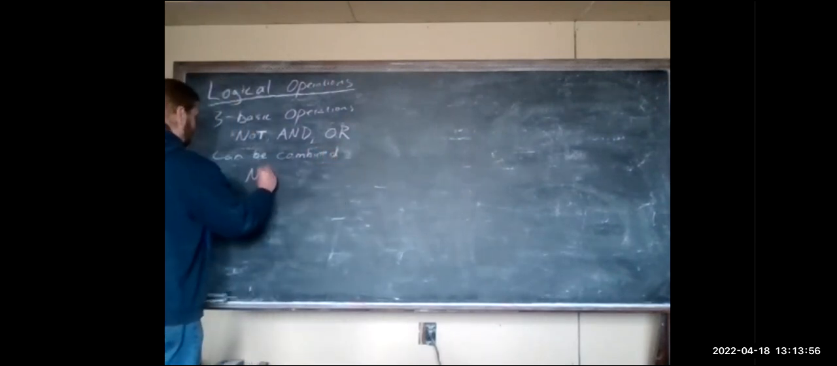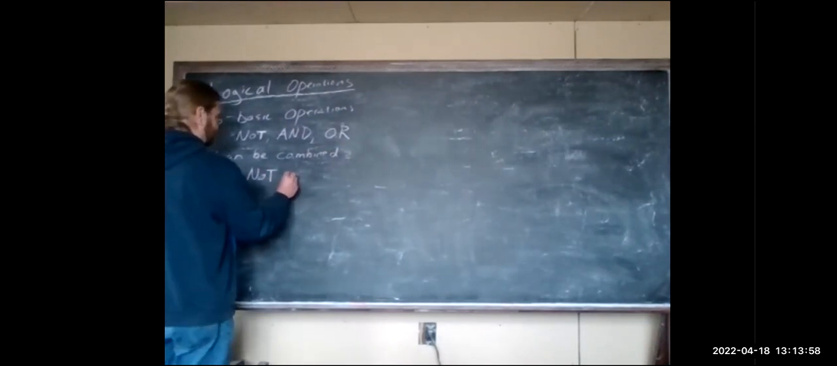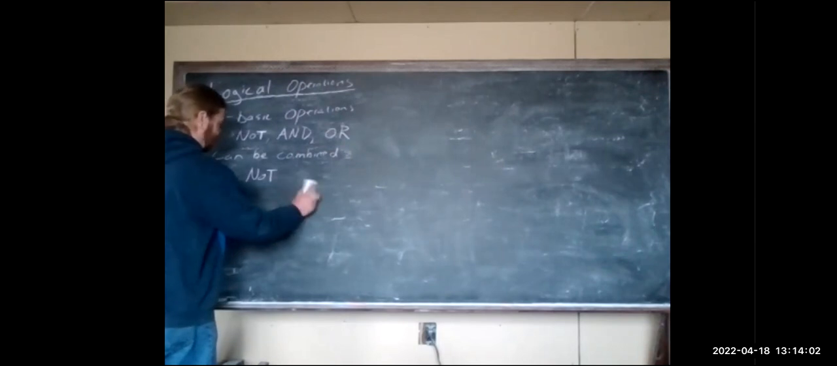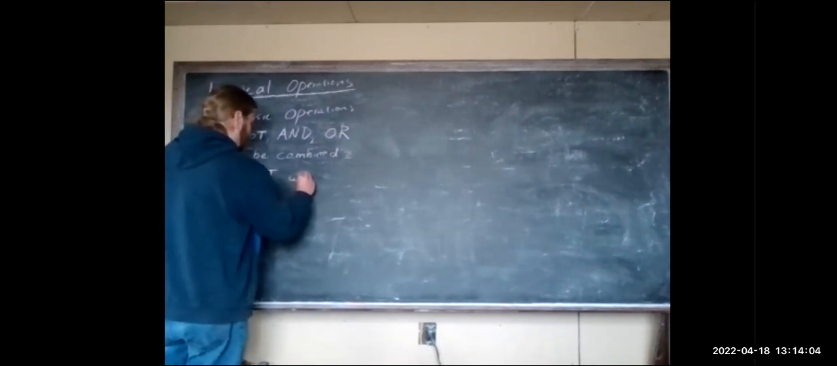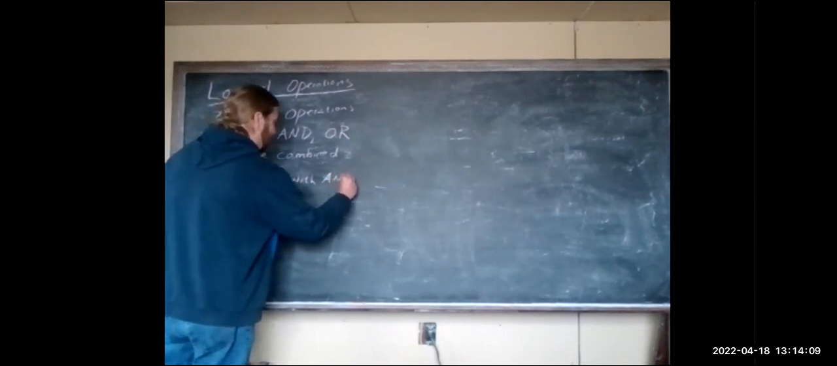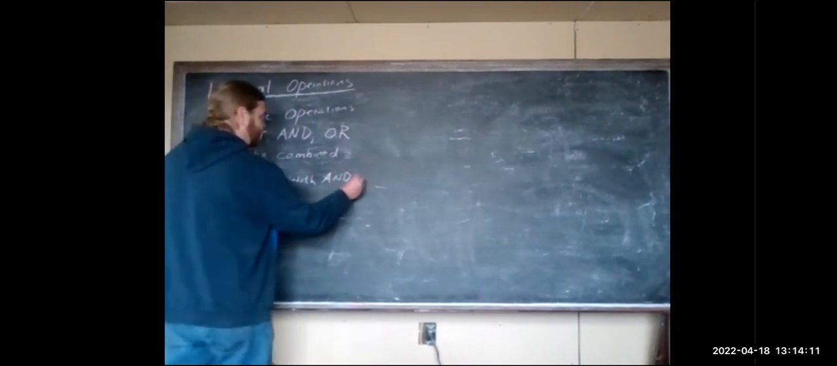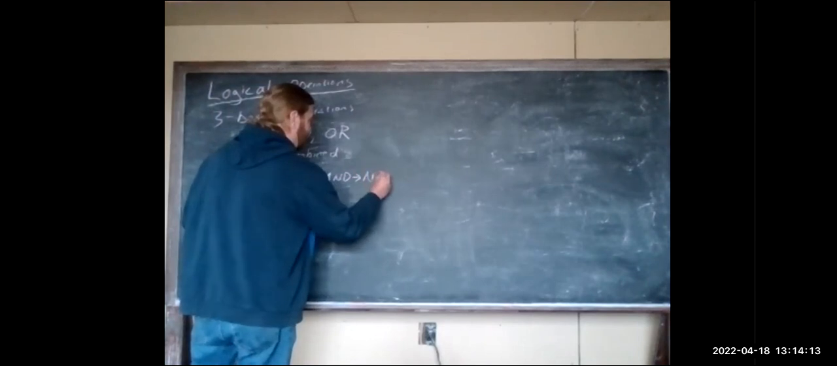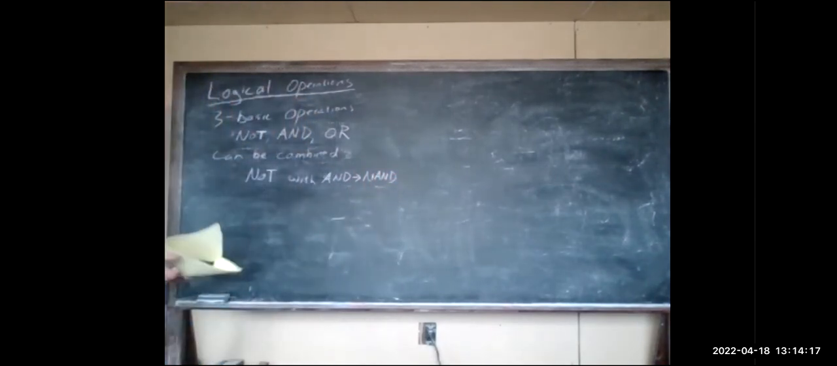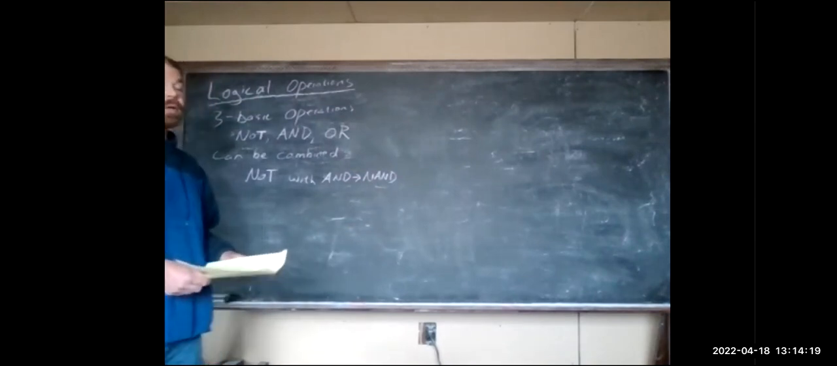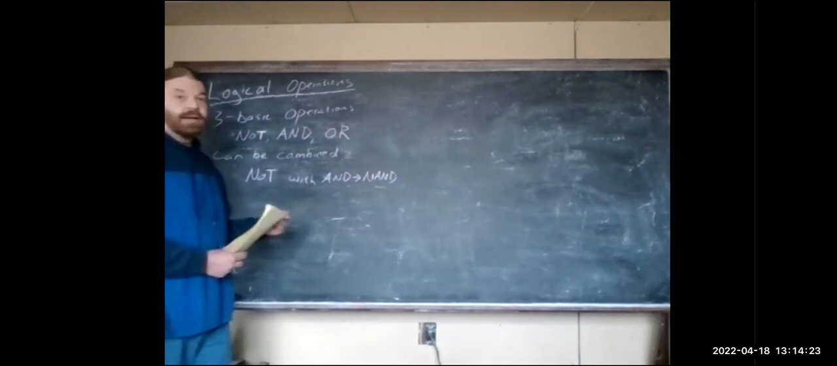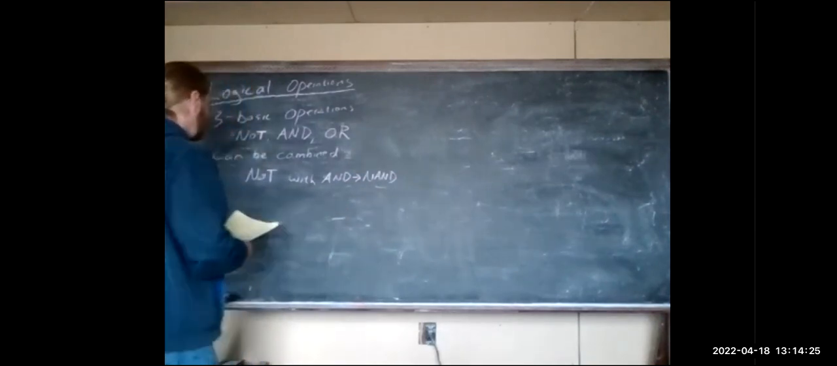So that's a not, I'm going to say, with an and produces not and, or NAND. How we usually say that. Similar thing for a NOR, not or. It happens so often we combine it into one thing and just say NOR.